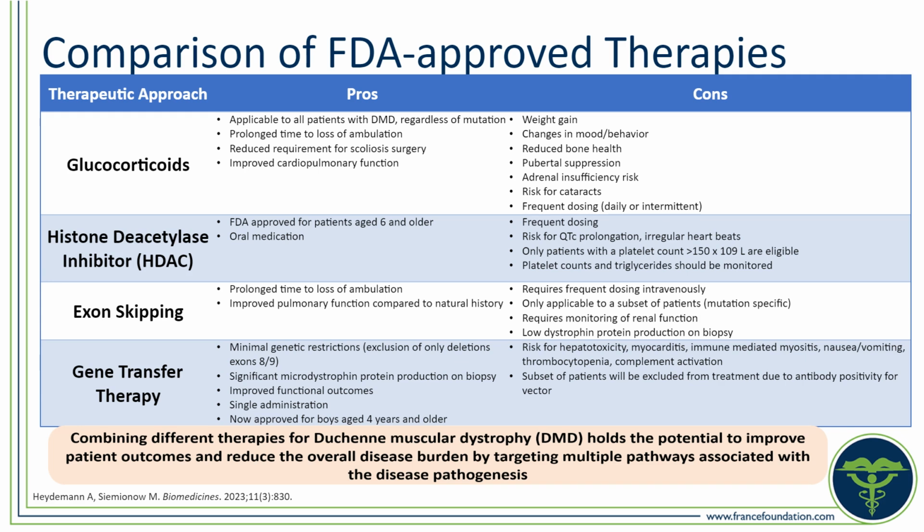Combining different therapies for DMD holds the potential to improve patient outcomes and reduce the overall disease burden by targeting multiple different pathways associated with disease pathogenesis. And we remain very optimistic for the future of our boys with Duchenne muscular dystrophy.